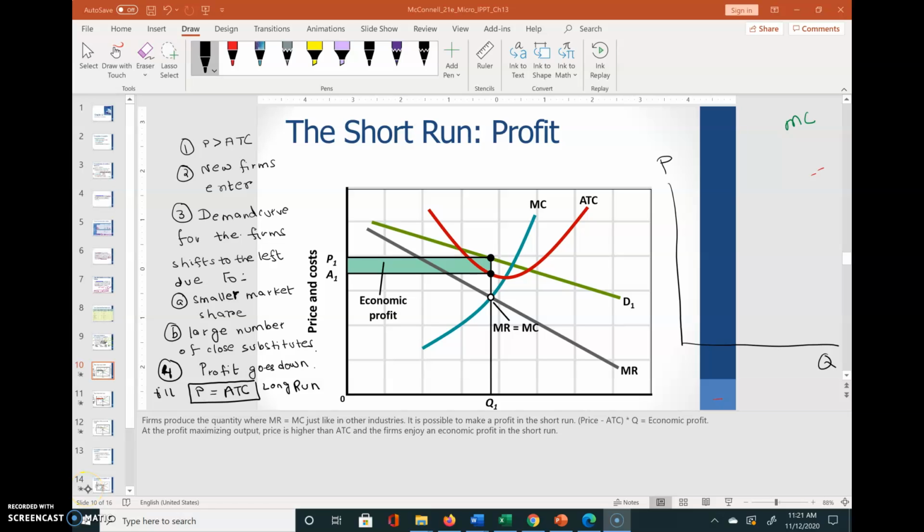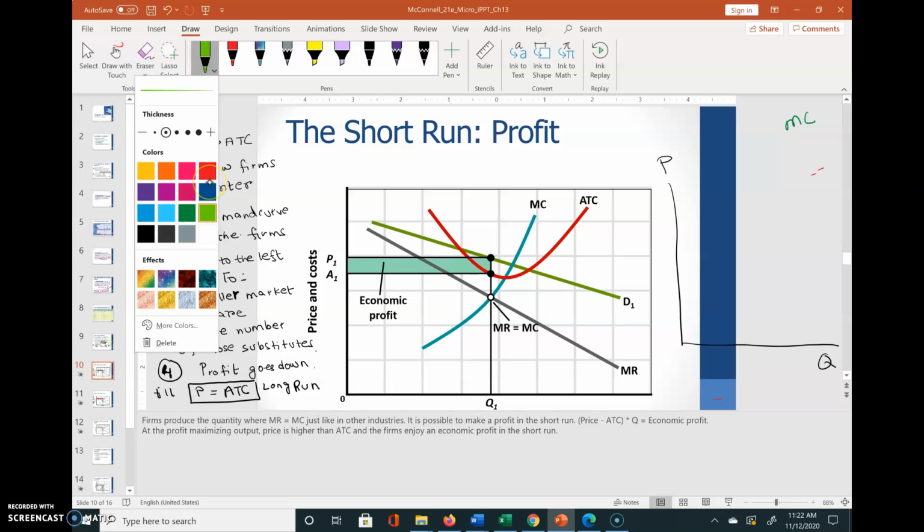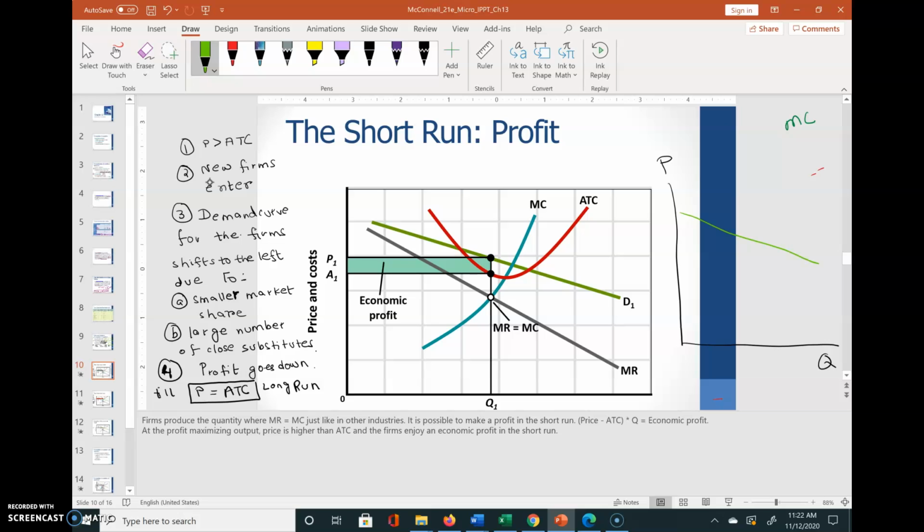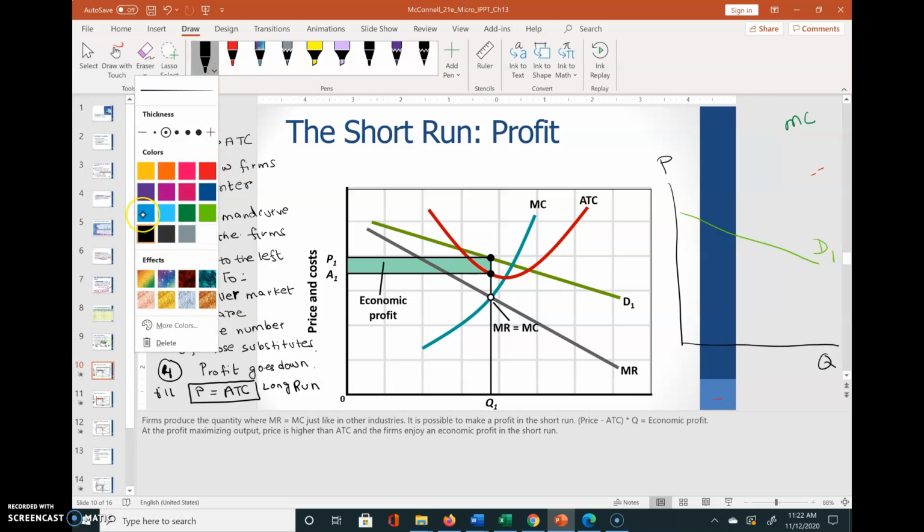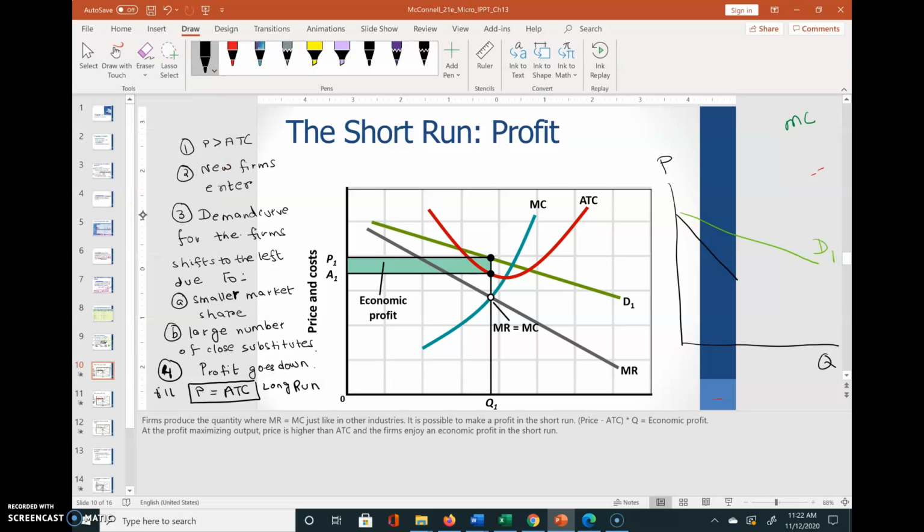Here I will explain the adjustment process from the short run to the long run. I just want to replicate the graph here so that it becomes easy for everyone to understand. I have the two quadrant price quantity graph. D1 is my demand curve. Then I have the marginal revenue line, which is below the demand curve.